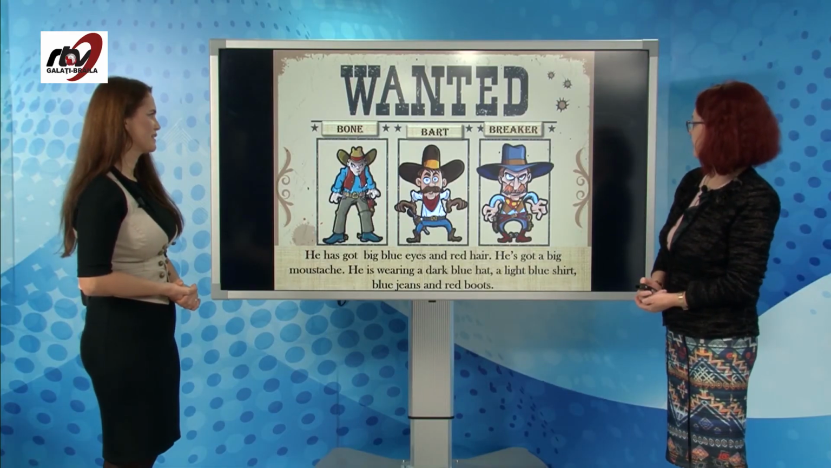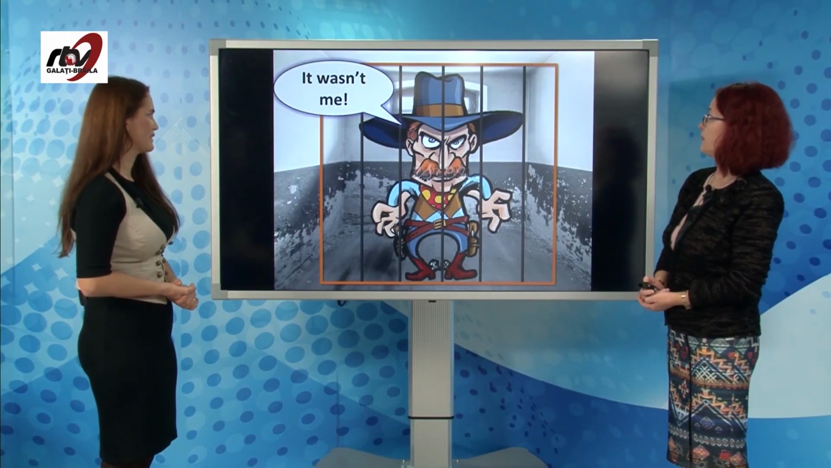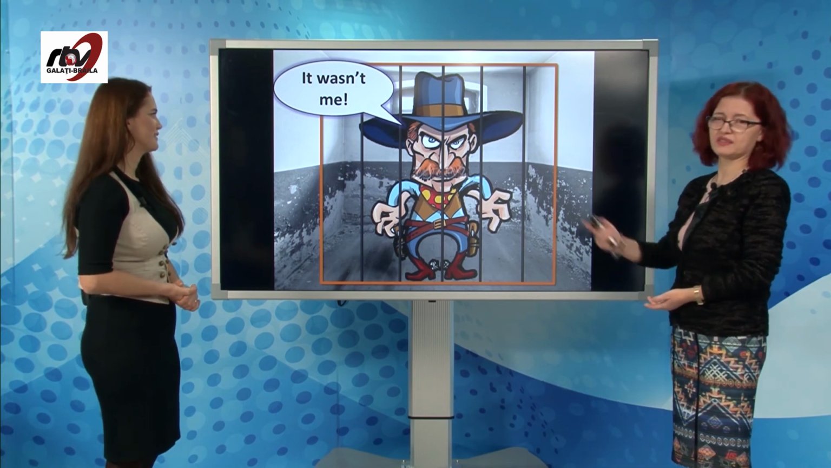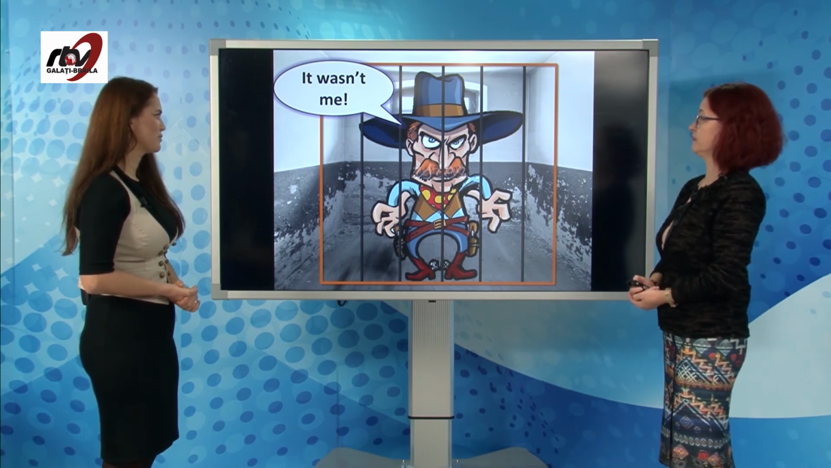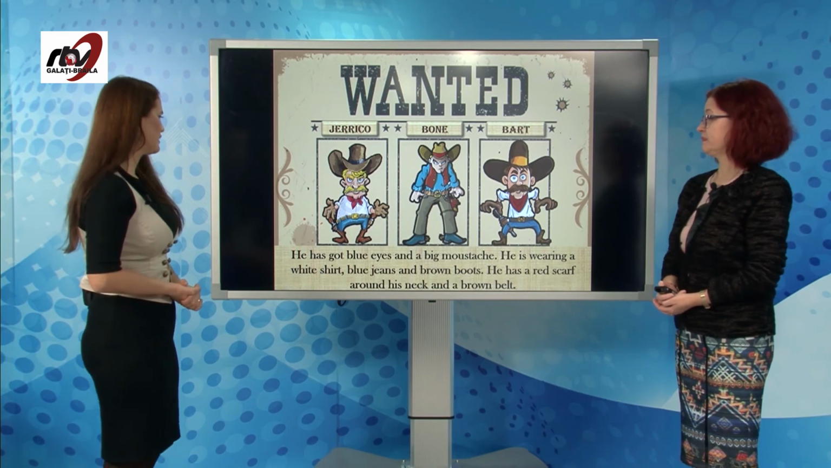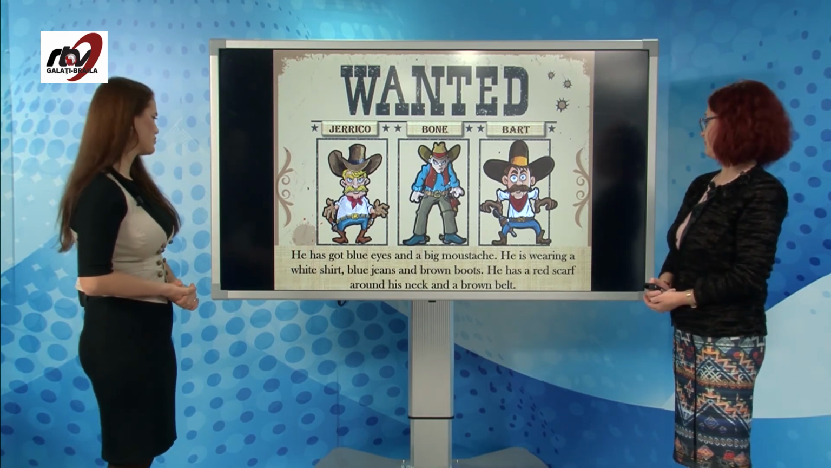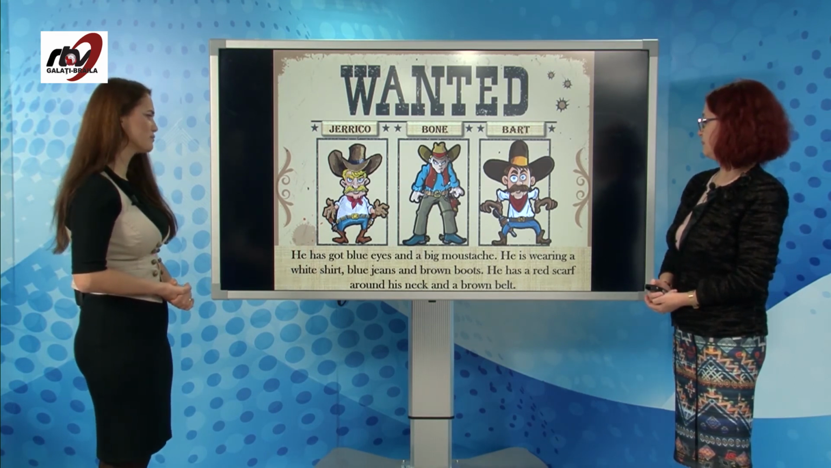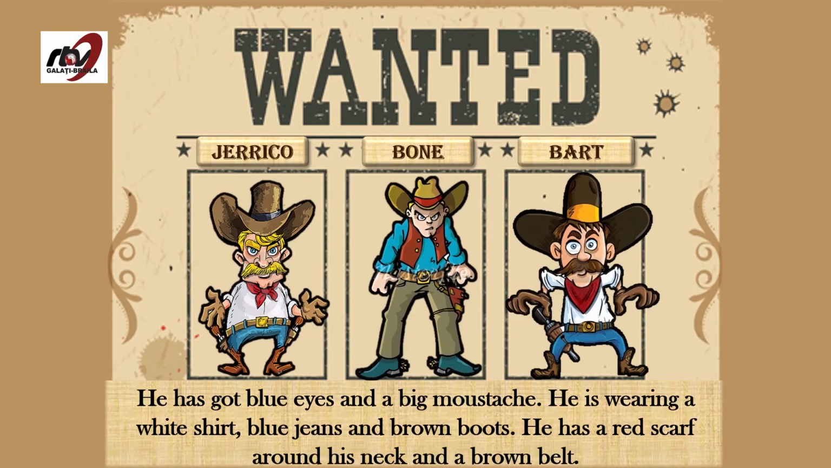This is Breaker. Exactly. He said it wasn't him, but don't believe him. They all say that. He has got blue eyes and a big mustache. He's wearing a white shirt, blue jeans and brown boots. He has a red scarf around his neck and a brown belt.